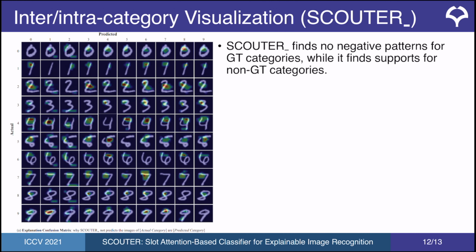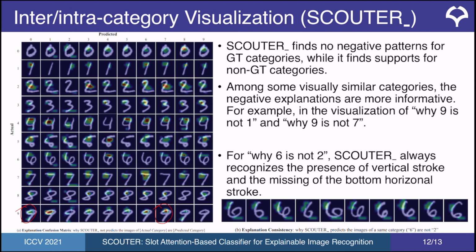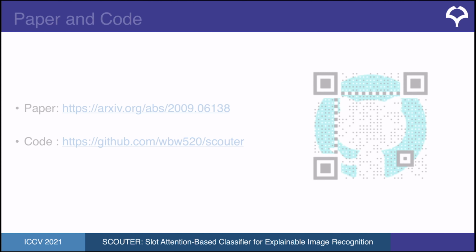In the intercategory visualization for negative SLOTR, it gives some informative negative explanations for some visually similar classes, such as Y9 is not 1, and Y9 is not 7, and for Y6 is not 2, negative SLOTR always recognizes the presence of the vertical stroke and the missing of the bottom horizontal stroke.